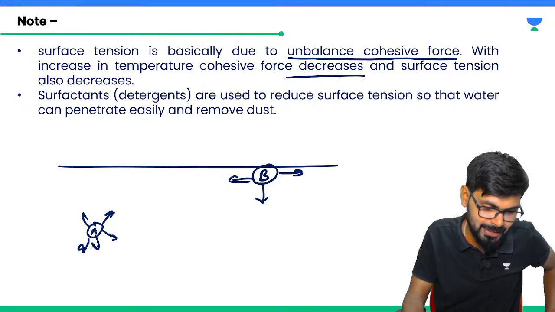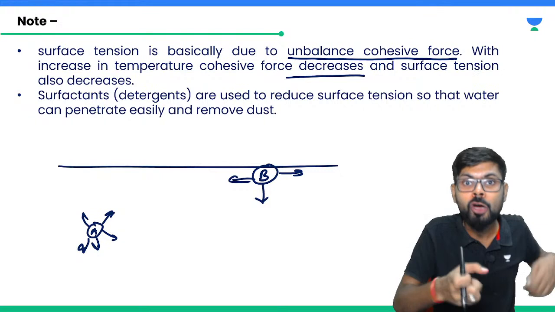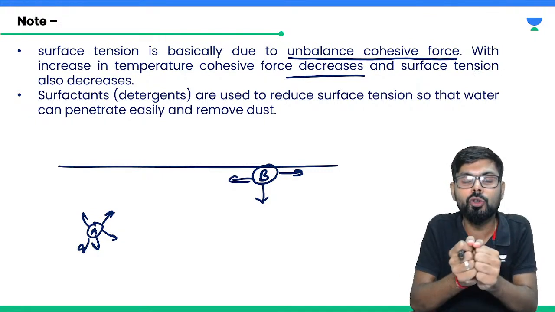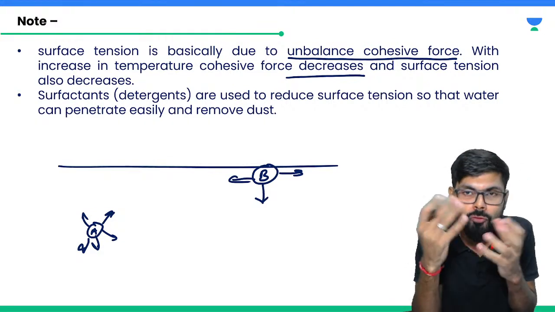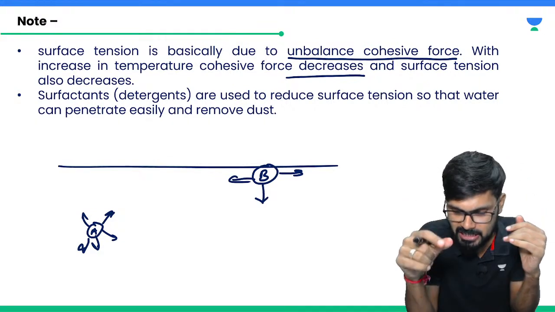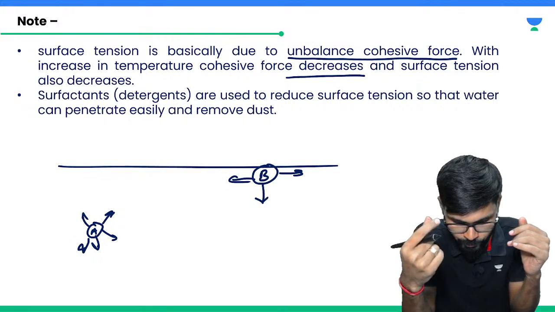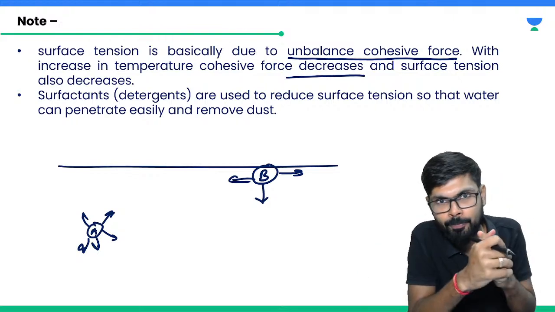And surface tension also decreases with it. That's why if you wash your clothes with warm water, then what will happen? Surface tension will reduce, and then it can remove the dust easily. Clear, beta?